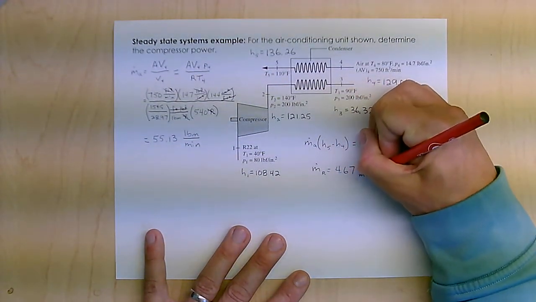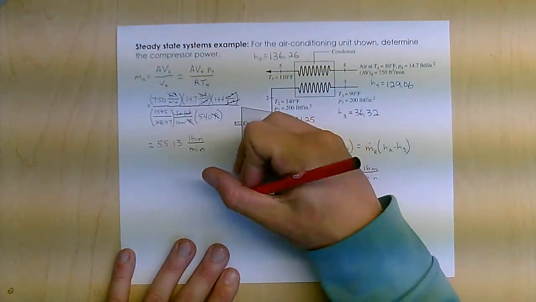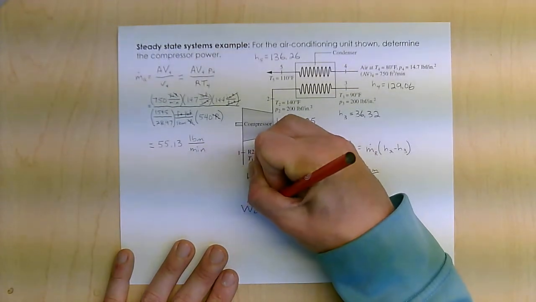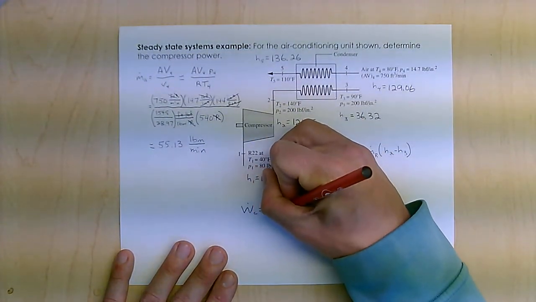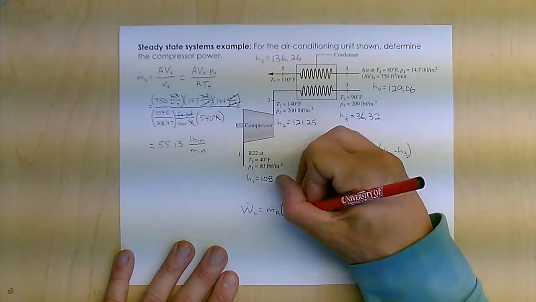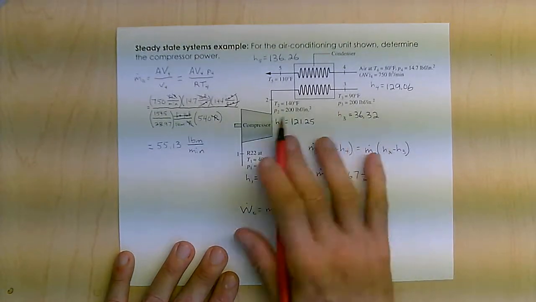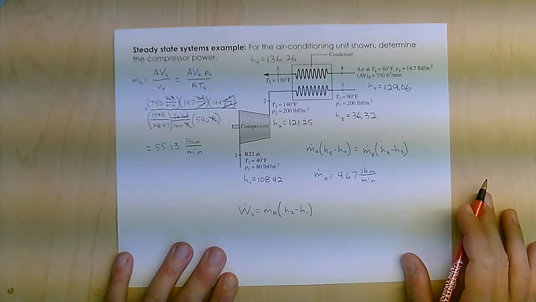So now I've got my mass flows. Now all I have to do to find the work of the compressor, or the power in the compressor, is take that mass flow of the refrigerant that I just calculated, and take that times the change in H here. Again, because it's well insulated, the work is just basically delta H.